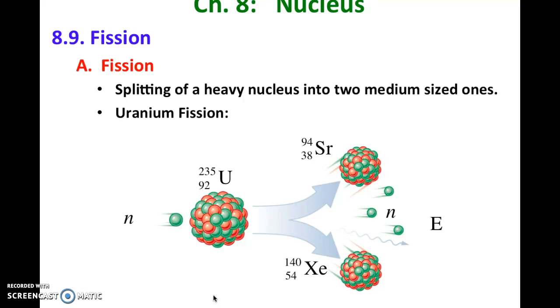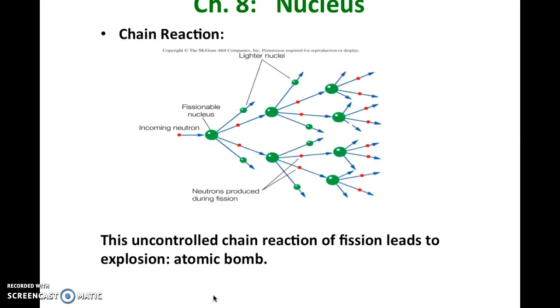There are two processes to generate nuclear energy, fission and fusion. Fission refers to splitting of a heavier nucleus into two medium-sized ones. For example, the fission of uranium-235. With many radionuclides, a chain reaction can occur. An uncontrolled chain reaction of fission leads to explosion and makes an atomic bomb.